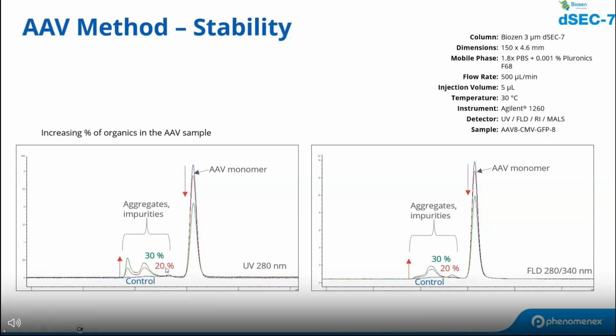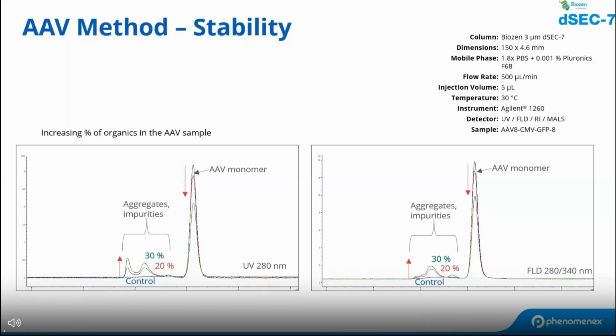As I add in a little bit more, 20%, 30% of organic, what happens is the AAV monomer starts decreasing. And then these impurities, or so-called aggregates, start increasing correspondingly. So what's interesting from this is, one, the magnitude of these impurities and aggregates is dependent on the percentage of organics that I put in. And secondly, these impurities or aggregates that are generated are well separated from my AAV monomer.